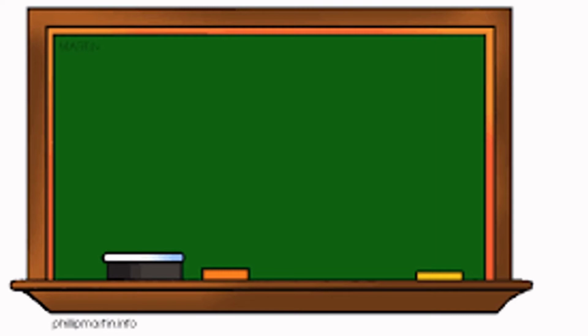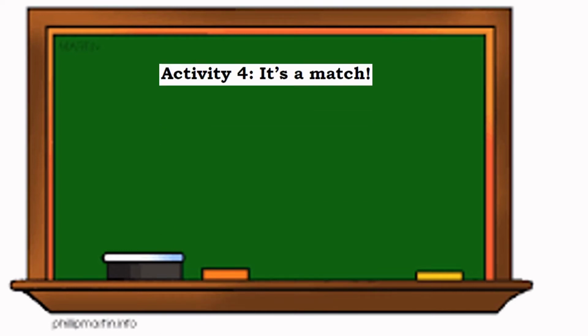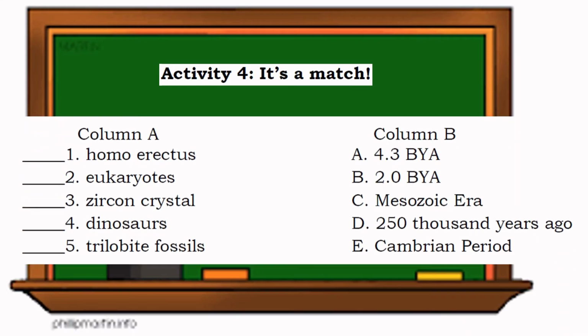Now let's proceed to activity 4. It's a match. It is found on page 7 of your module. This is what you're going to do. In column A are the evidences, while column B refers to the certain timeline. Match them, writing the letter of your answer on the space provided before the number. You can write your answers on a separate sheet.